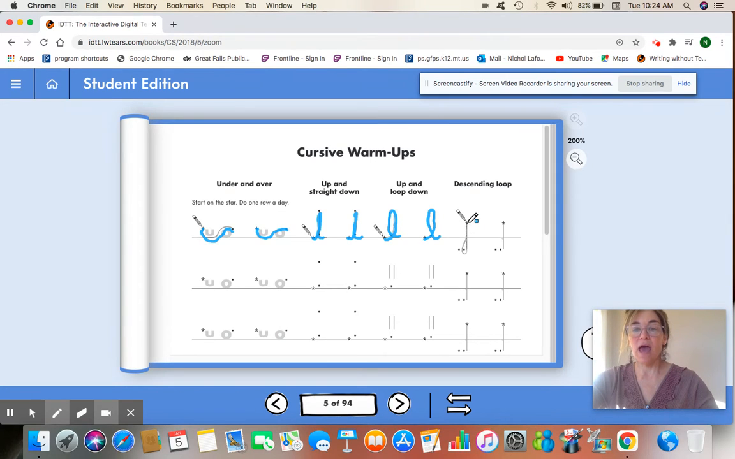We're going to now try a descending loop. What does descending mean? Tell somebody in the room if you know what descending means. Descending means to go down. So we're going to actually be going below the line, the writing line. So we're going to do a descending loop below the line. Start at the star, down, and around. Mrs. Rooney's going to try again.